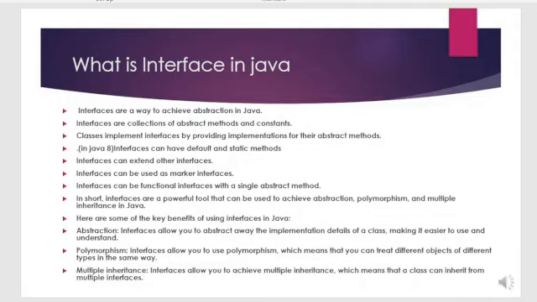Abstraction: interfaces allow you to abstract away the implementation details of the class, making it easy to use and understand. Polymorphism: interfaces allow you to use polymorphism, which means that you can create different objects of different types in the same way. Multiple inheritance is our next point: interfaces allow you to achieve multiple inheritance, which means that a class can inherit from multiple interfaces. Okay, let's go with our fifth question.